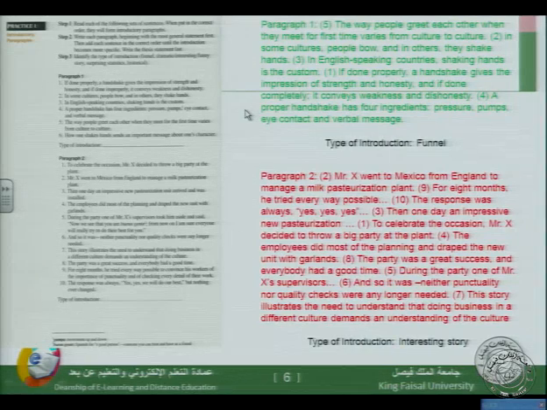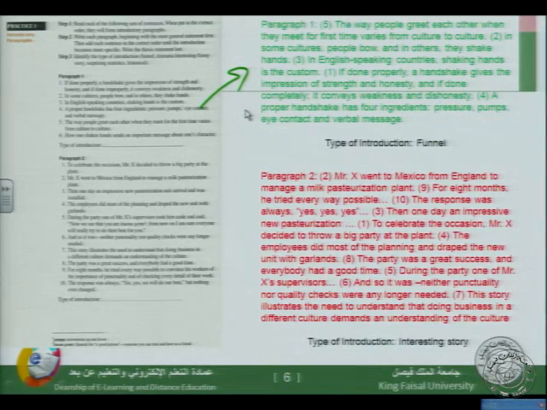Okay, so this is a kind of paragraph. We need to reorder it to make it a related one. If you look at this side, you will find that the order should be like this. The way people greet each other when they meet for the first time varies from culture to culture. In some cultures, people bow, and in others, they shake hands. In English-speaking countries, shaking hands is the custom.